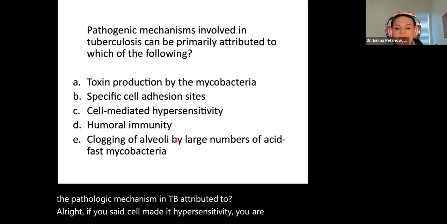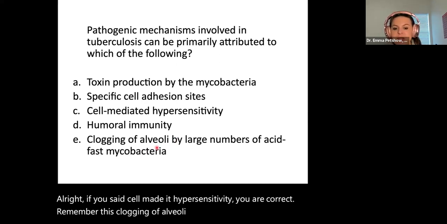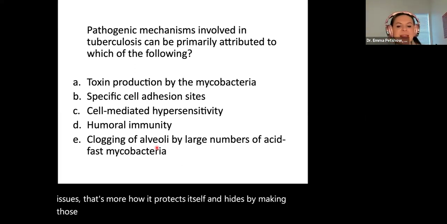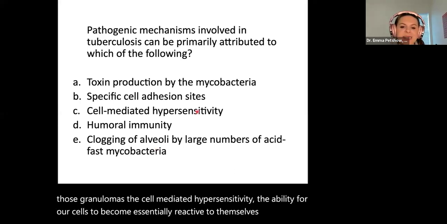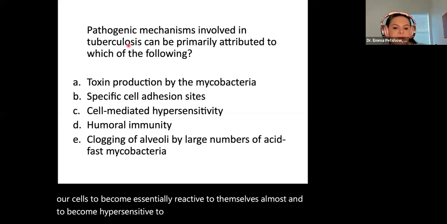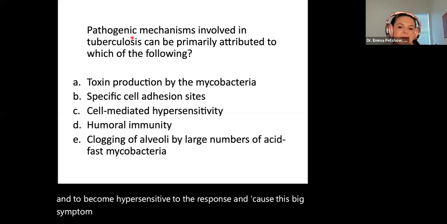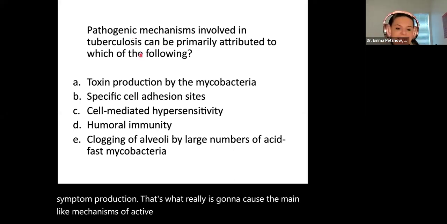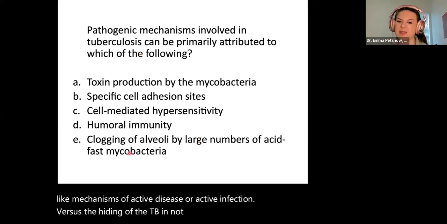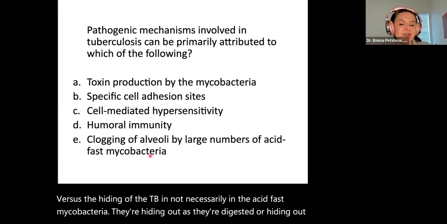Remember, this clogging of alveoli, while absolutely it can cause issues, is more of how it protects itself and hides by making those granulomas. The cell-mediated hypersensitivity, the ability for our cells to become essentially reactive to themselves almost and to become hypersensitive to the response and cause this big symptom production, is what really is going to cause the main mechanisms of active disease or active infection, versus the hiding of the TB. They're hiding out as they're digested or hiding out within those macrophages in granulomas.